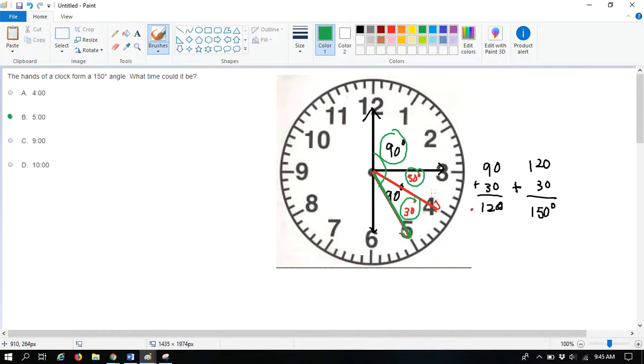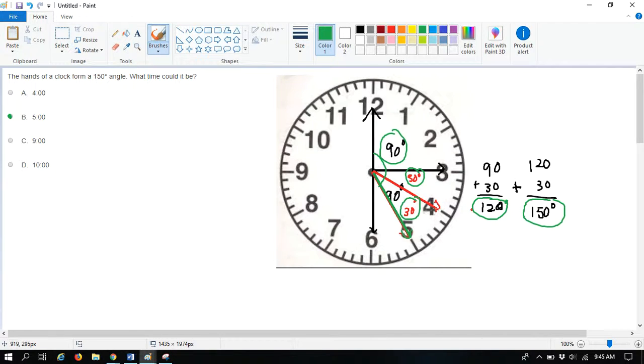Every hour, if you notice, 90 degrees will contain 1, 2, 3 hours. So if I divide 90 by 3, that equals 30. That means every hour equals 30 degrees. So if I start at 90, which is 3 o'clock, and add another 30 degrees, that's 4 o'clock. But another 30 degrees only gets me 120. So I needed to add 30 more. If I add 30 more to 120, I get 150.